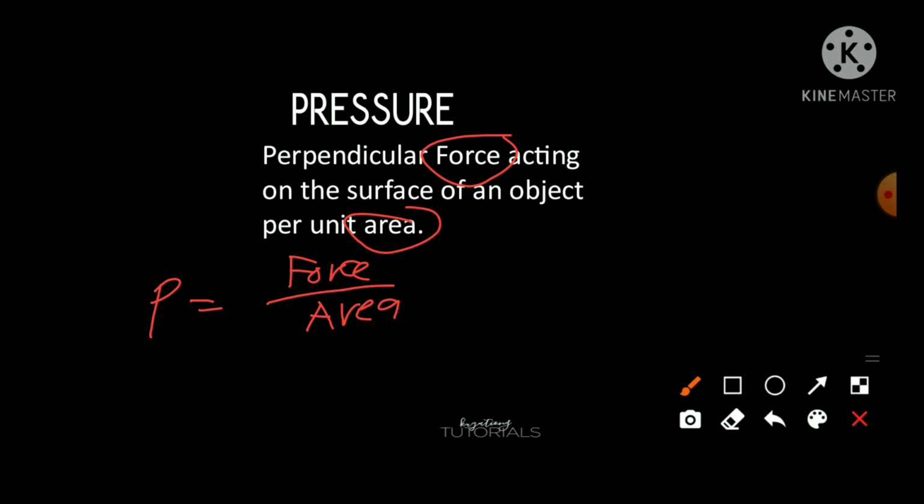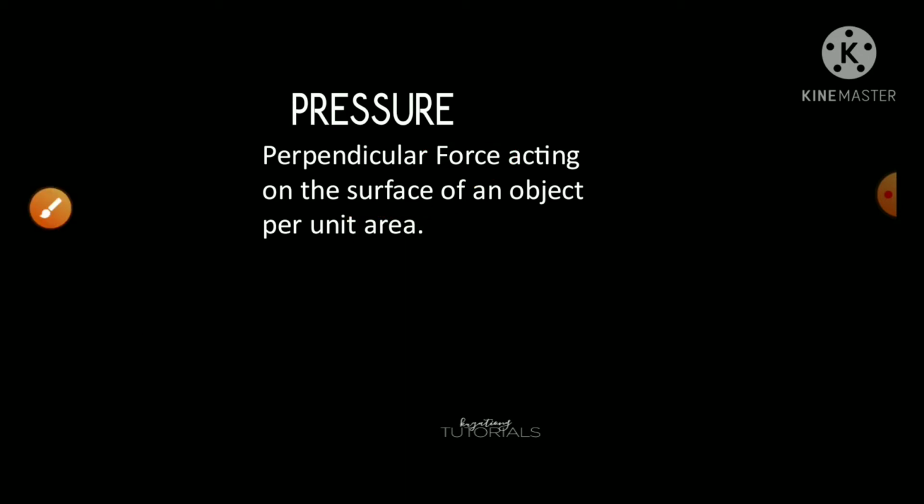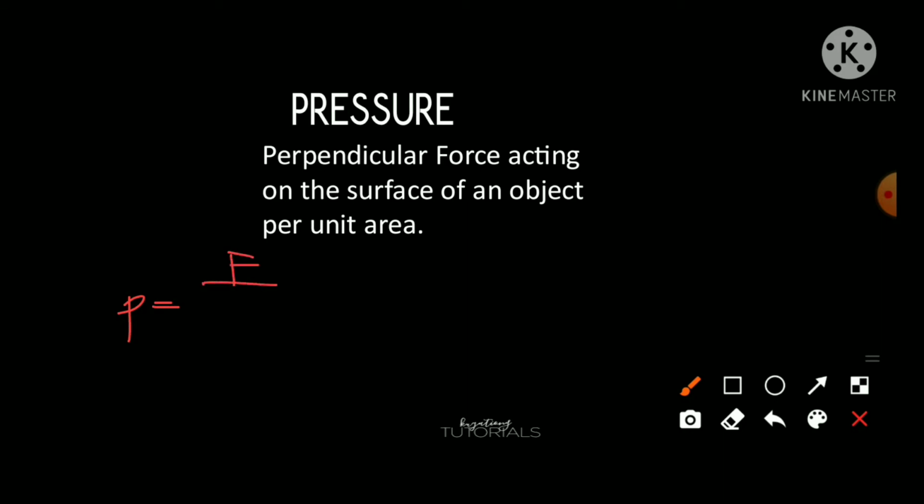Remember that the unit for force is Newton, while area is in meters squared, which means that the SI unit for pressure is Newton per meter squared, or we can have it as Pascal. Now, let us erase those things and let us rewrite again the formula. We have pressure is equal to force divided by area. Now, if we are going to increase the area, what do you think will happen to the pressure? Of course, the pressure will decrease.